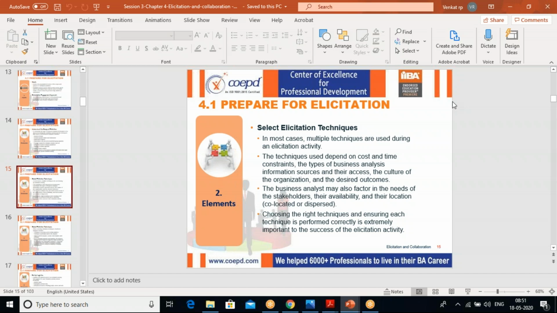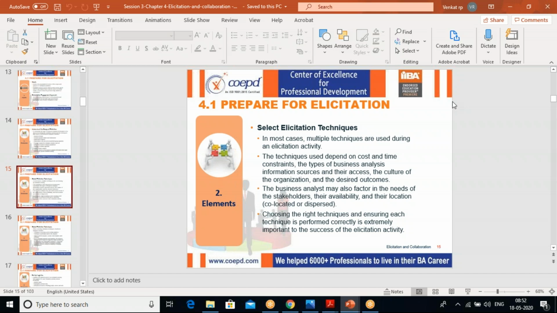Okay, like what should be there, based on it we will select a tool. Now another important thing we have to consider here is the stakeholders as well: their availability, their locations, and the way we interact with them. That is also something we have to consider before we freeze on a technique. Taking all these parameters into consideration, we have to choose the right technique.